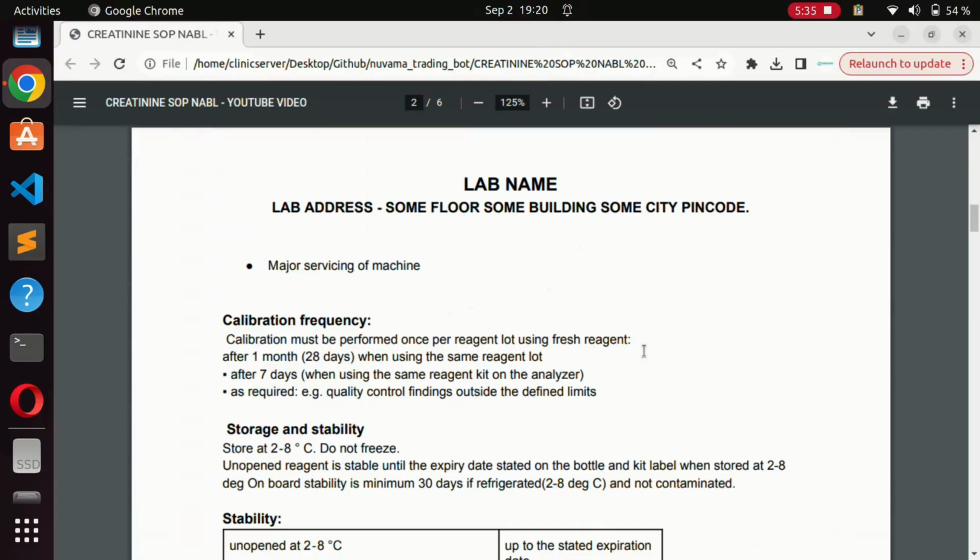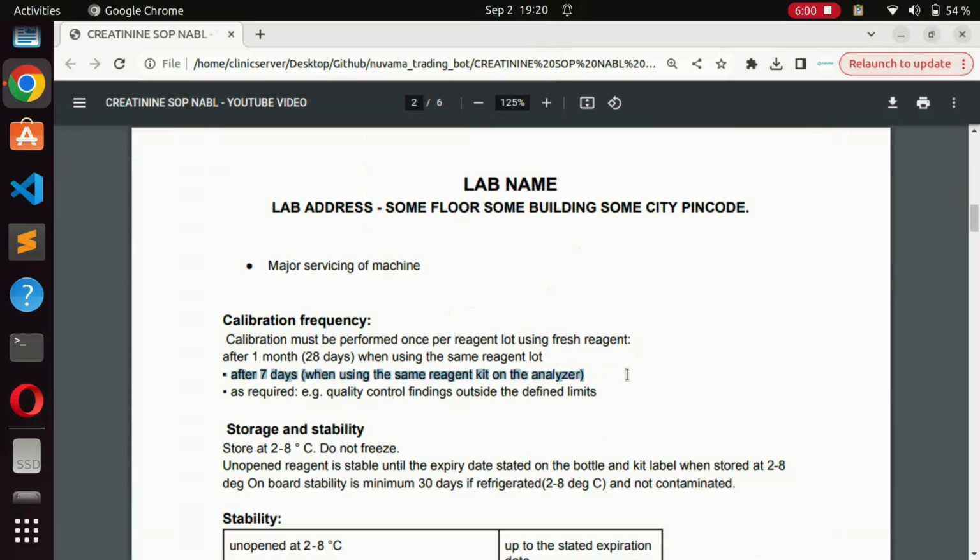The calibration must be performed once per reagent lot using the fresh reagent. So every time there is a new reagent lot, it must be done. After 1 month when using the same reagent, if there is a new reagent but of the same lot, then you recalibrate after a month. If there is a new lot, you recalibrate irrespective of how recent the previous recalibration was.